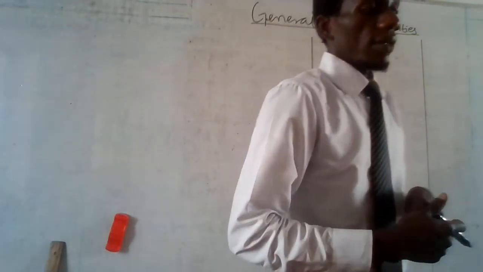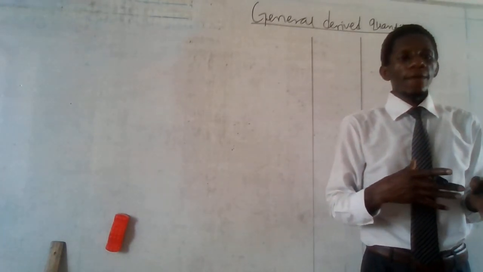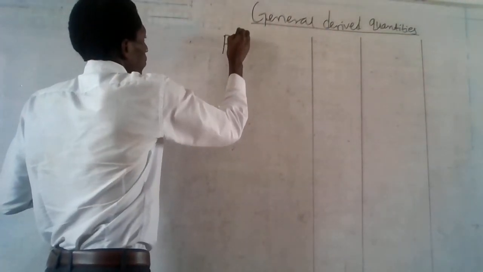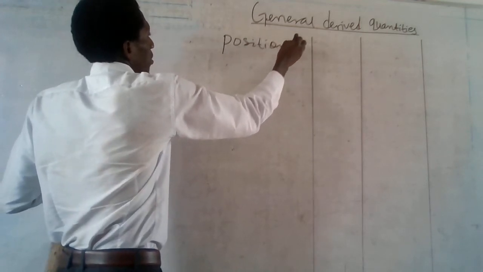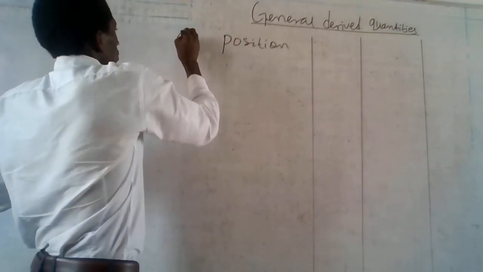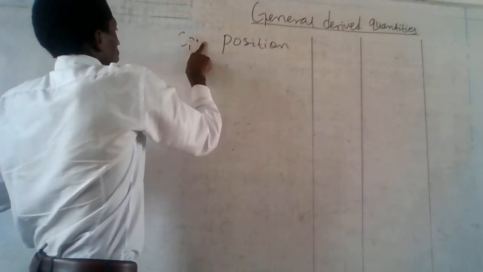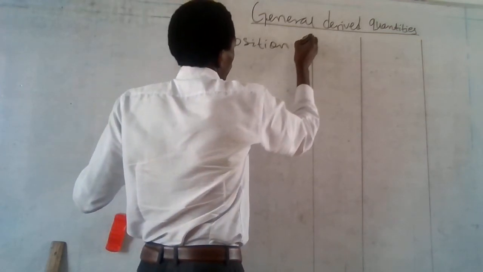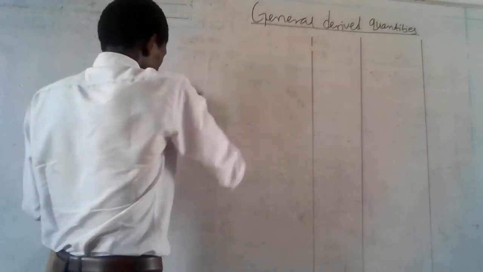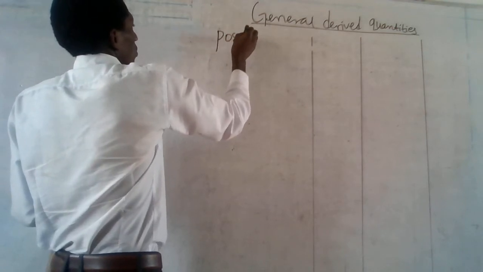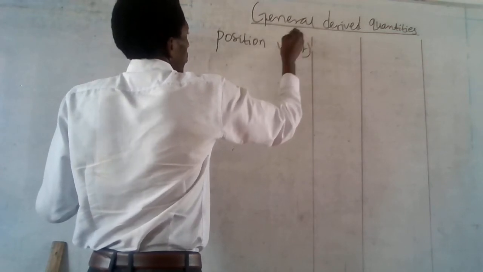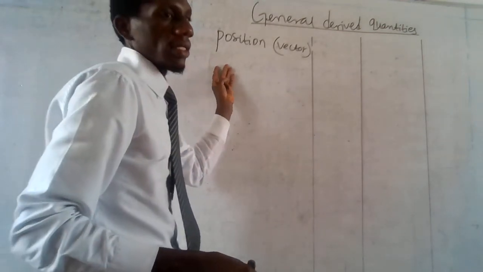So we have position or vector. Now let's see position. If I want to talk about position, this is position, or something like a spatial vector. I'm sorry, I need to write it properly. Position is a vector quantity.